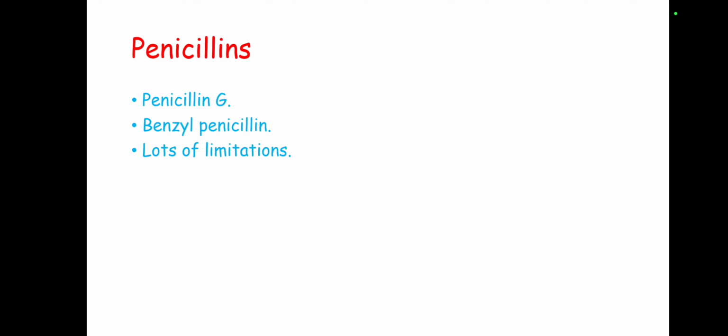Alright, so penicillin. The initially used penicillin was penicillin G, which was also known as benzyl penicillin. Now this penicillin has a lot of limitations. So first of all we shall check out the limitations of penicillin G, and then we shall discuss how to overcome all these problems.